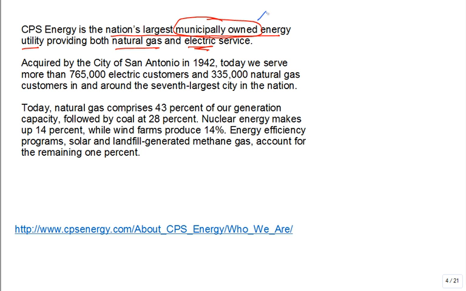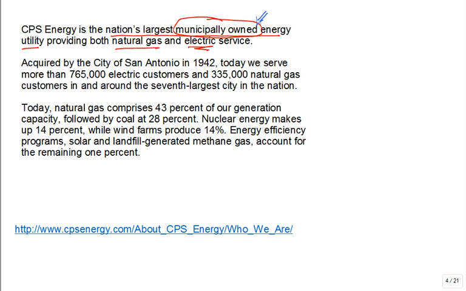A lot of the budget for the city of San Antonio, that runs for the police and the fire and all other services comes from profits off of CPS Energy. I forget what percentage it is, but I think it's like 40% of the budget. Yes, sir.